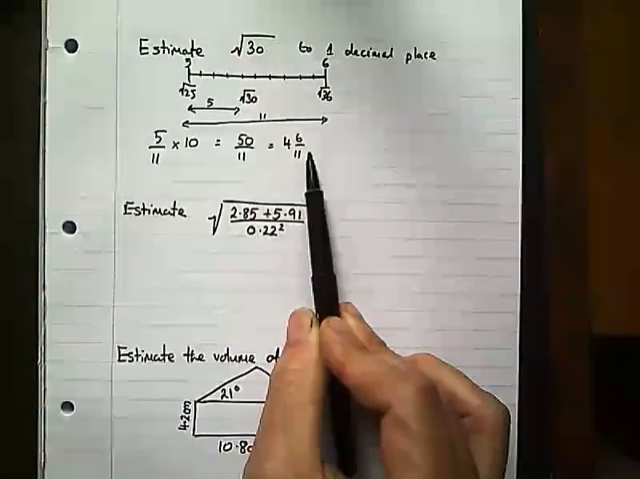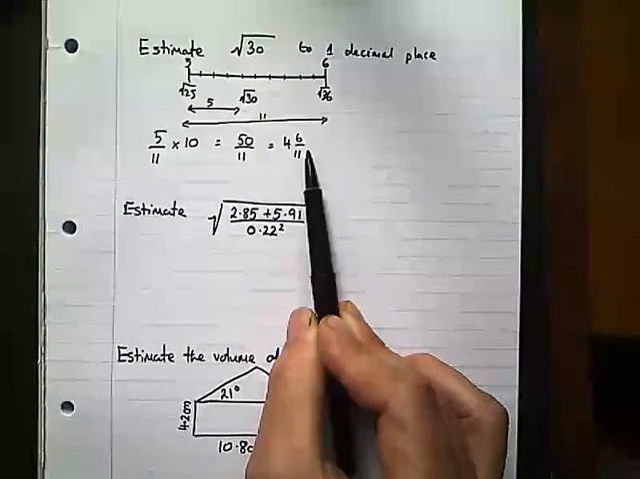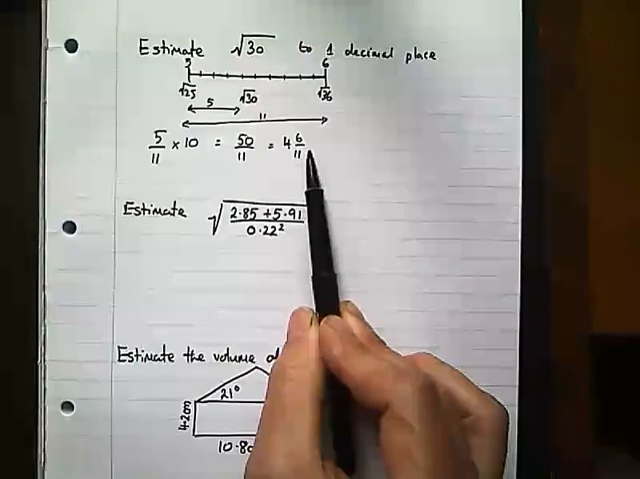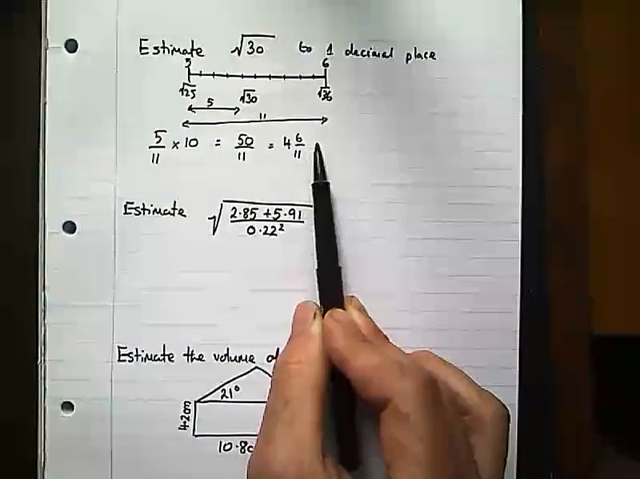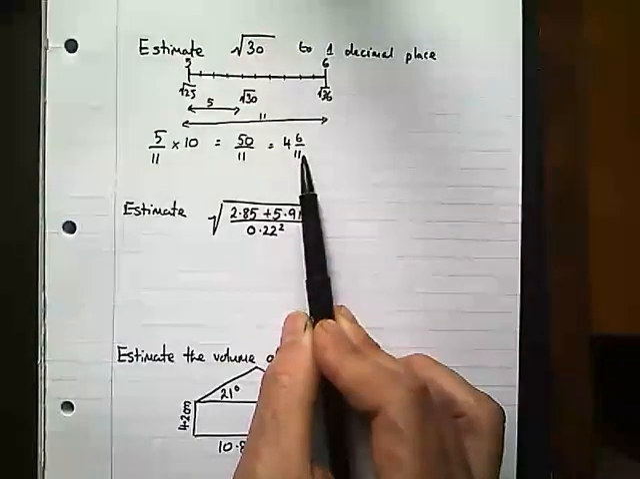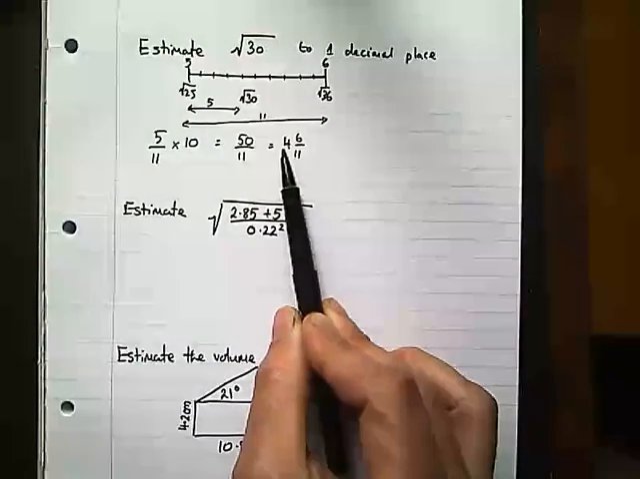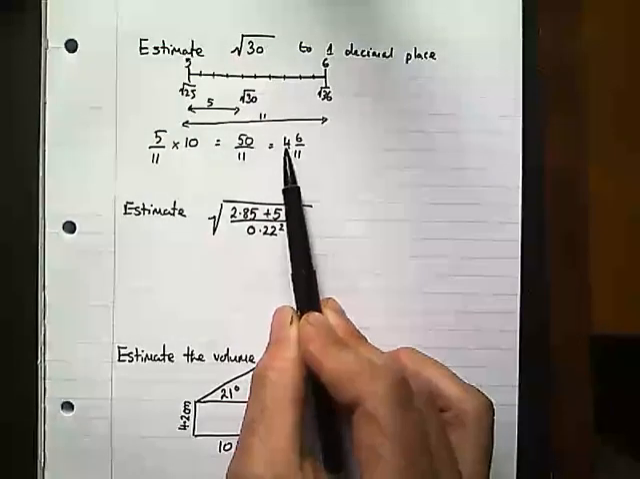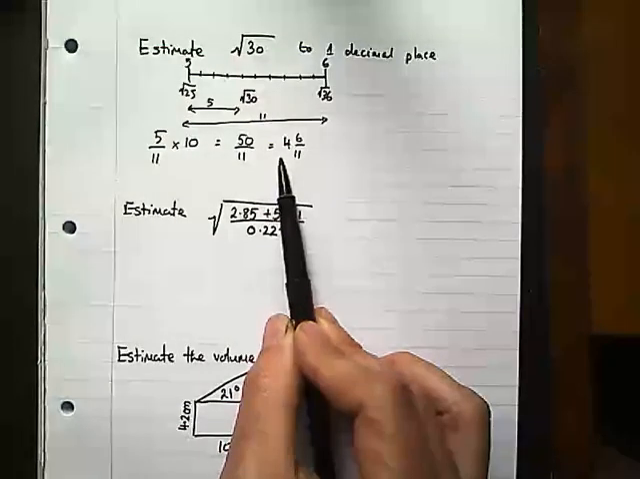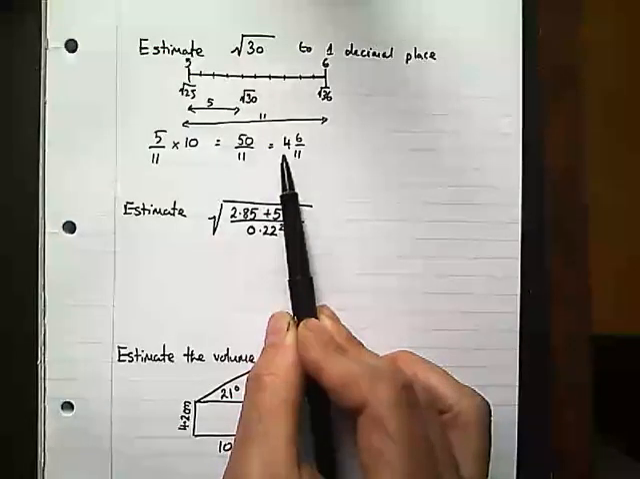Now, is that more than half a tenth or less than half a tenth? Now, I think that is definitely more than half a tenth. 5.5/11ths would be half a tenth. So I've got 5.4 and then something that's bigger than half a tenth, so that means I would have to round this up to 5.5.